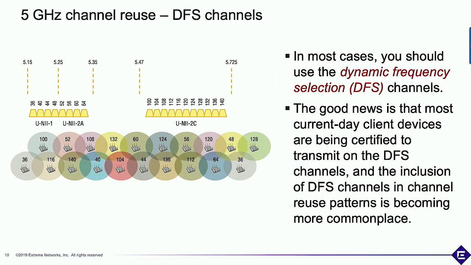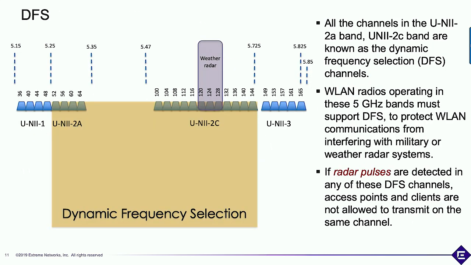And in case you don't know, what exactly are the DFS channels? The DFS channels are simply right here, everything that you see in yellow, and they're the Uni 2A and the Uni 2C channels. Now, what are the DFS channels all about? Hopefully most of you know it, but I always like to say the purpose of the DFS channels is radar avoidance. Wi-Fi is not allowed to interfere with weather radar and military radar.